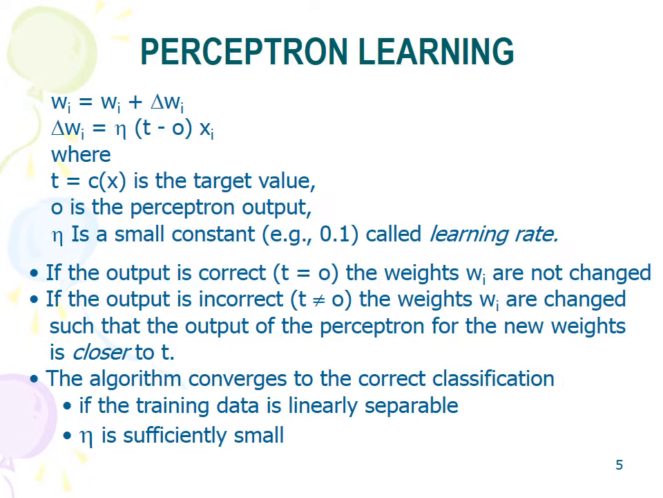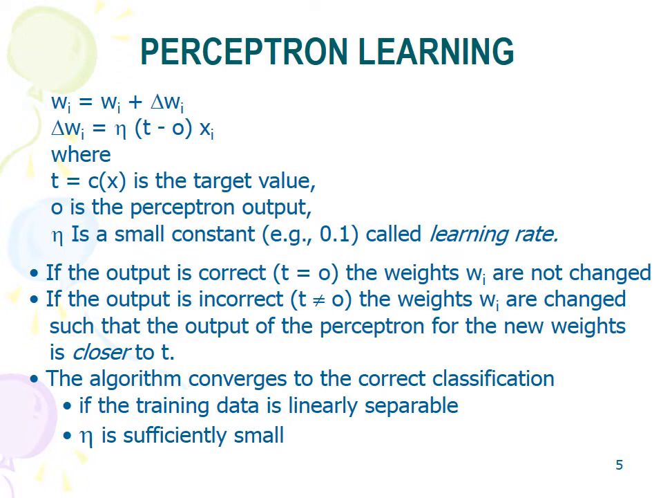The condition is satisfied when t is equal to o, meaning the output is correct, so the weight wi will not be changed. If the output is incorrect, that is t is not equal to o, the weights will be changed such that the output of the perceptron for the new weights will be closer to t. These are the two conditions. This algorithm converges to the correct classification if the training data is linearly separable and the eta value is sufficiently small.